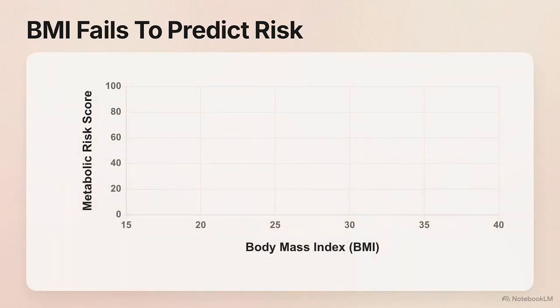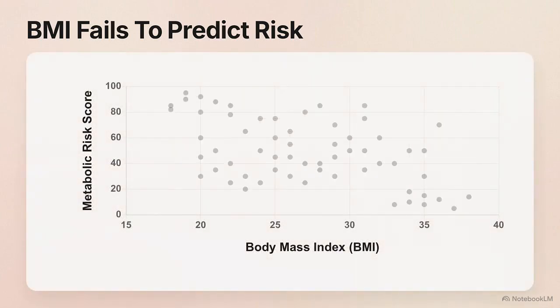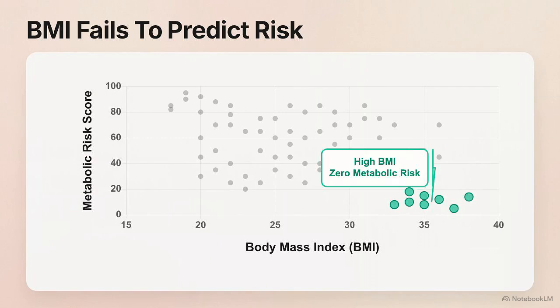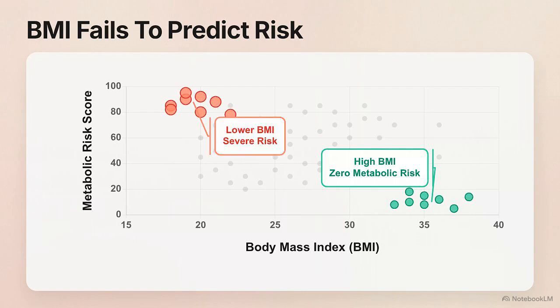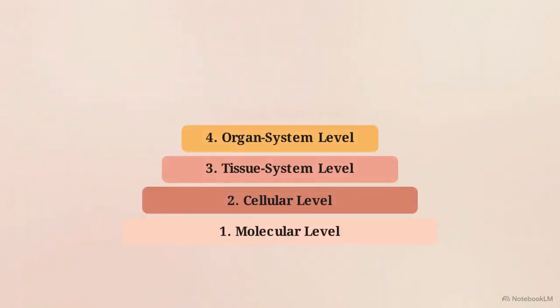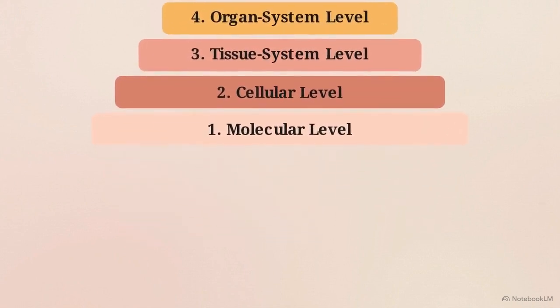This scatter plot maps pediatric BMI against metabolic syndrome markers. Instead of a clear line, we see a data cloud with massive variance. You'll find youth with high BMI presenting zero metabolic risk, right alongside children with lower BMIs exhibiting severe cardiovascular and diabetic risk. Resolving this discrepancy requires us to apply a 5-level body composition model.